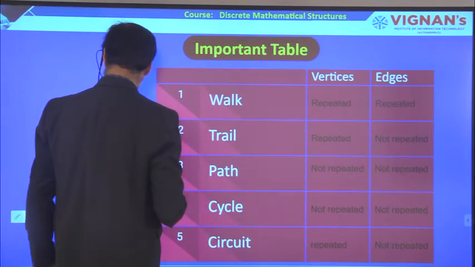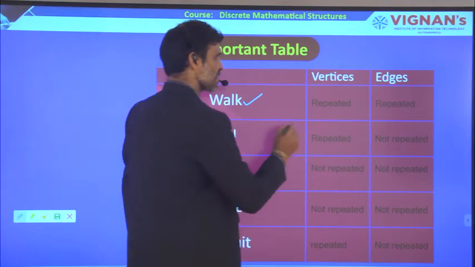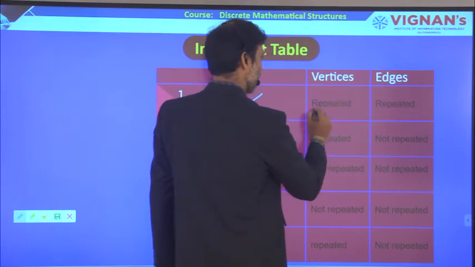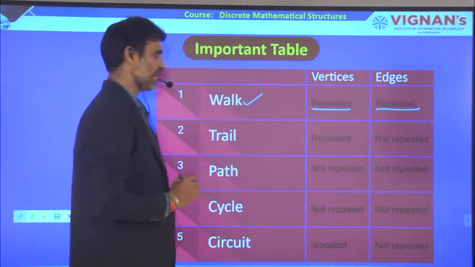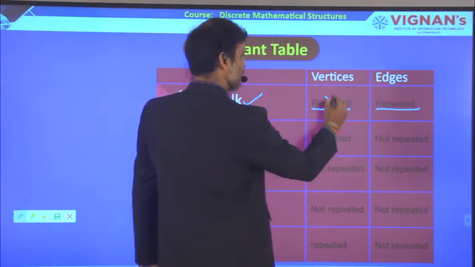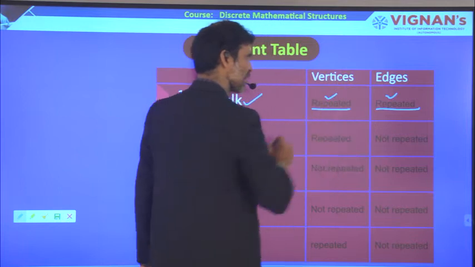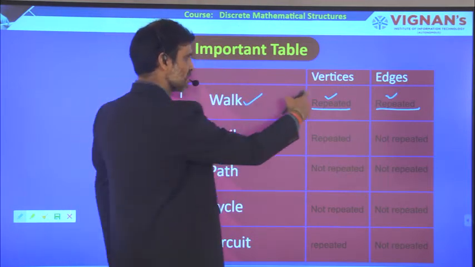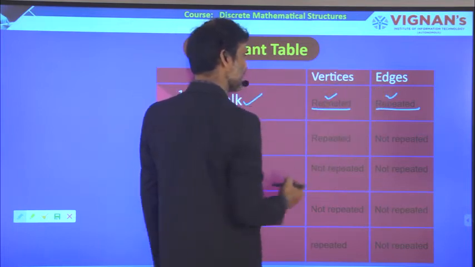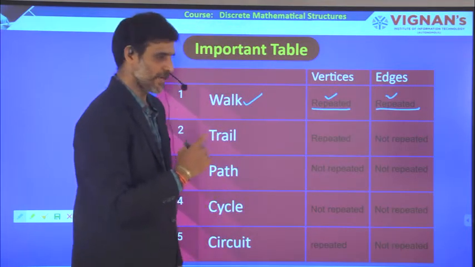Let us come to the case of a walk. Already we discussed that in a walk, vertices may be repeated and edges may be repeated. So here it is given as repeated. I am putting a mark like this, which indicates that both are repeated.